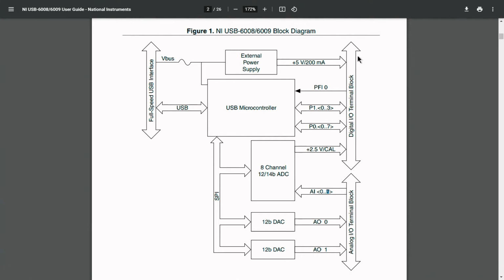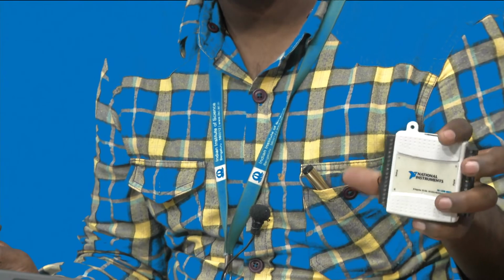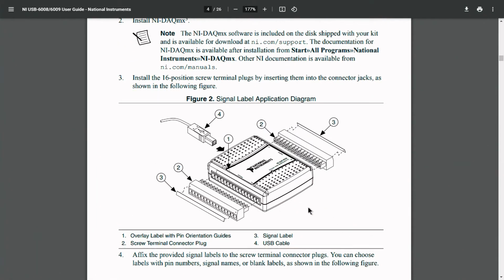Along with this, we have also seen the digital terminals on the other side, which we can use as PFI0, then P1.0 to 3 and P0.0 to 7, different channels: 0 to 7 is one byte, and 0 to 3 is another half byte, right? A total of 16 on one side. So the connections to this, as we have already seen, is the digital representation of the NI USB DAQ. Here we have a USB connection.